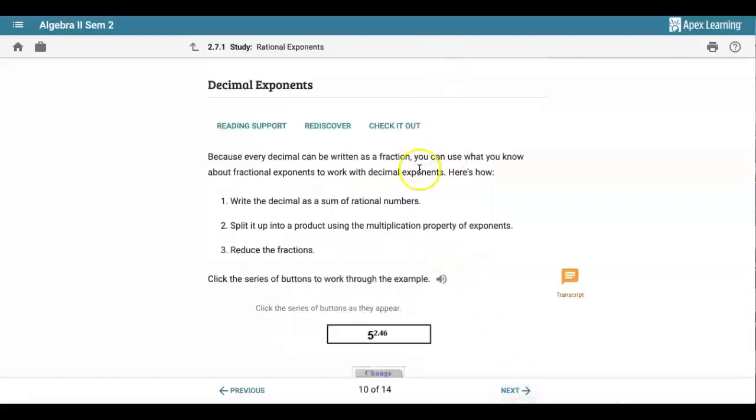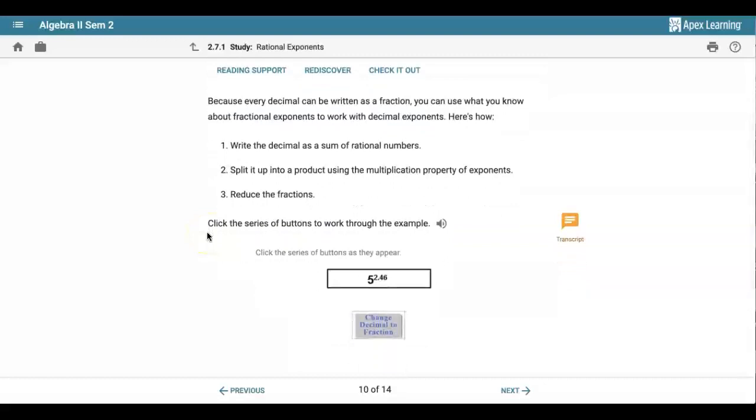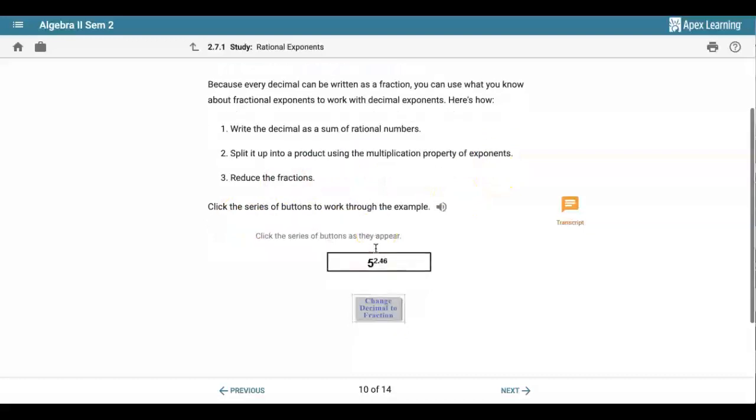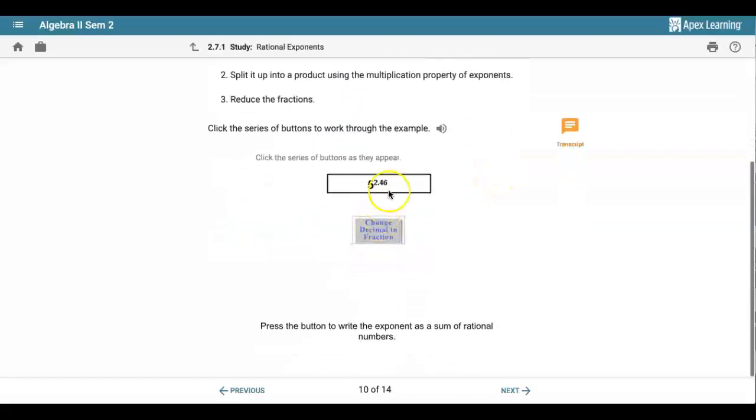Looking here then, we can move even further to these things called decimal exponents. You might see a fraction written as a decimal. The three steps to solving this are: write the decimal as a sum of rational numbers, split it up into a product using the multiplication properties of exponents, and then reduce the fractions. Let's see what that actually looks like.